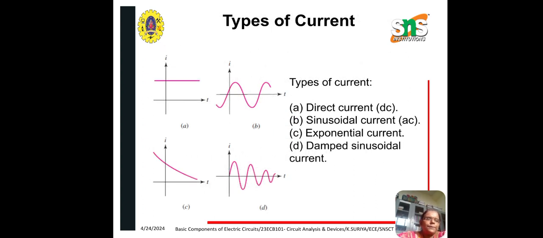There are different types of current as shown here. The figure shown in A represents the direct current, which will be a constant value throughout, and the figure in B shows the sinusoidal current, which is represented as AC. It will be like a sine wave or a cos wave. The third one is exponential current, which will be decreasing exponentially, and the last one is damped sinusoidal current, where the current value will get reduced as the time expands.